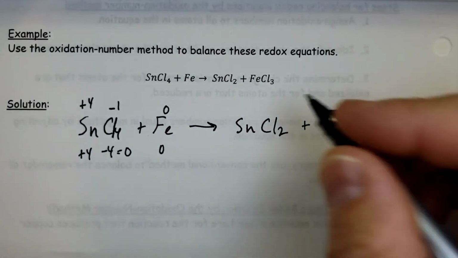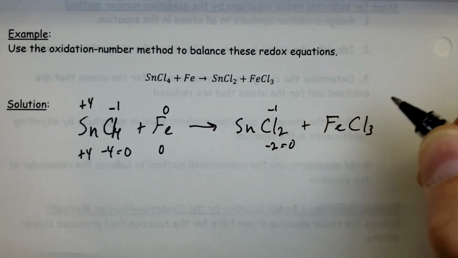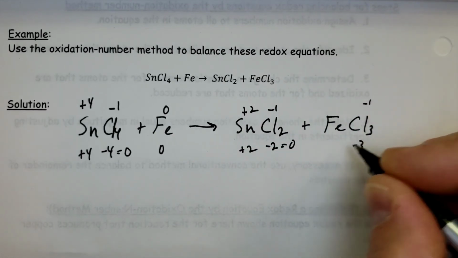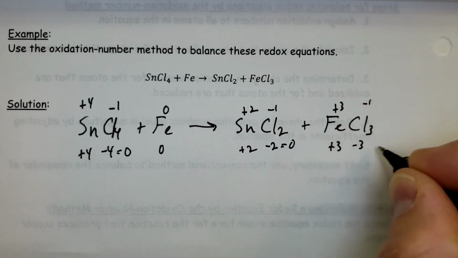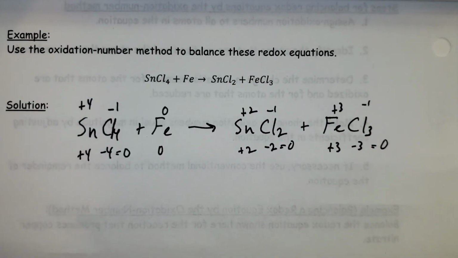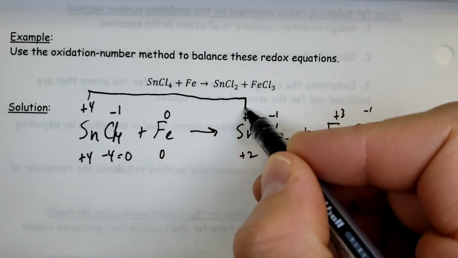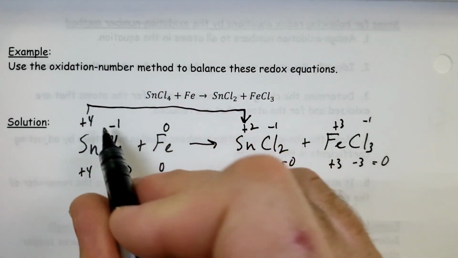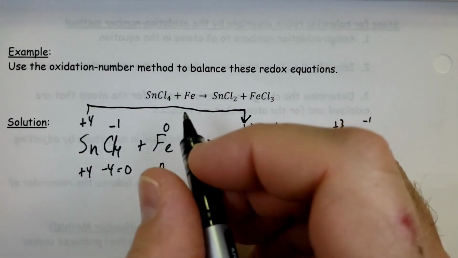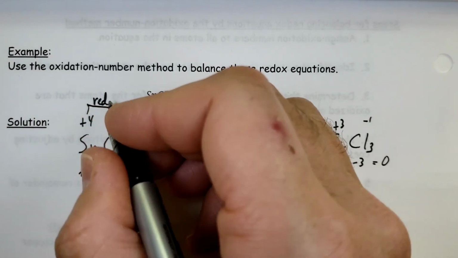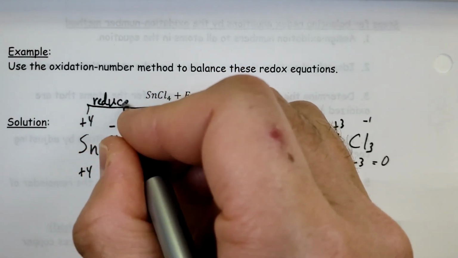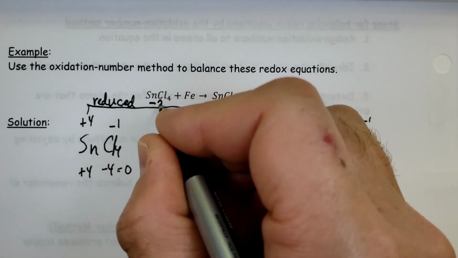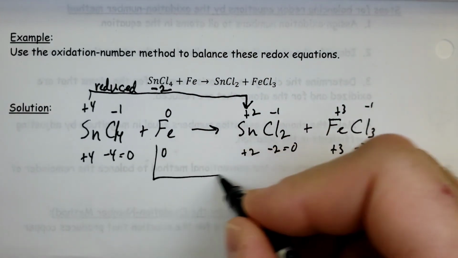Iron by itself is 0. And this tin, we can see it must be plus 2. And this iron must be plus 3, such that that works out like that. So we can see here the tin is getting lower in oxidation number. It's getting more negative. To get more negative or to decrease the oxidation number, you must be being reduced. Gain electrons, reduced. And so the net change to go from plus 4 to plus 2 is a net change of -2, right?